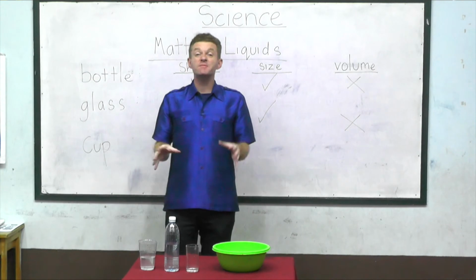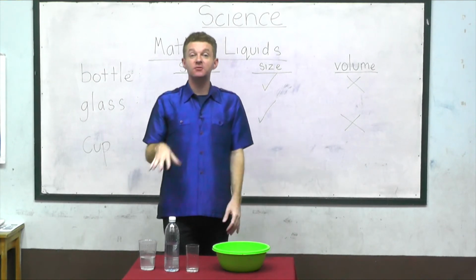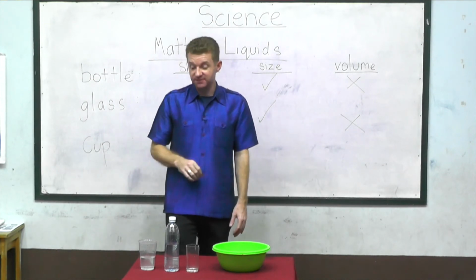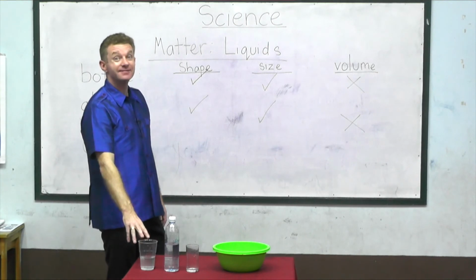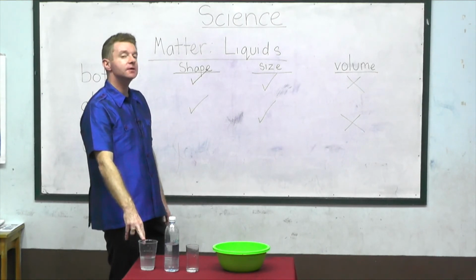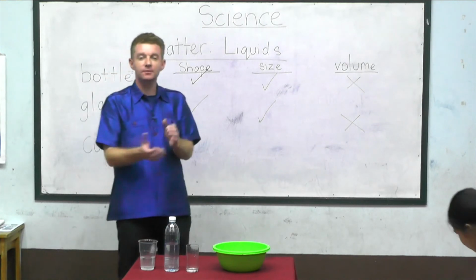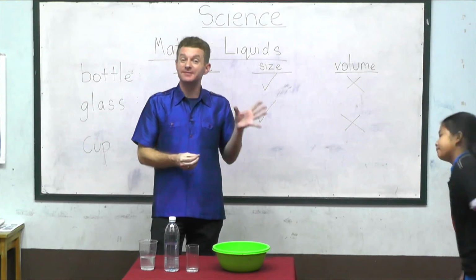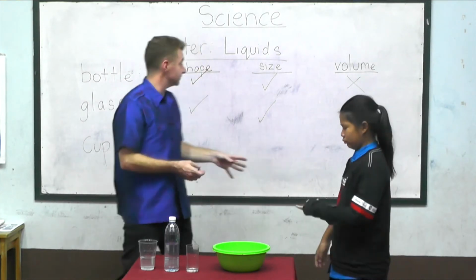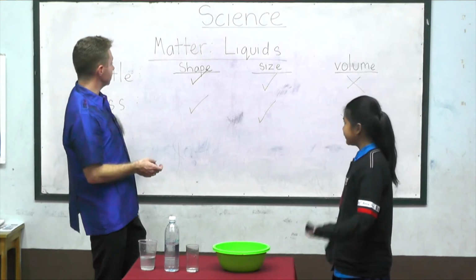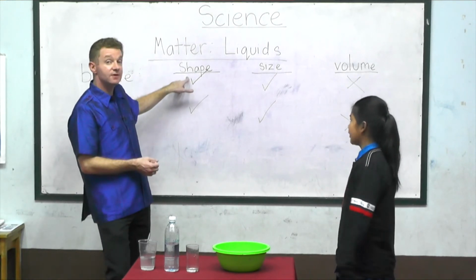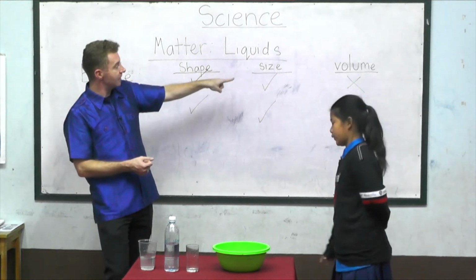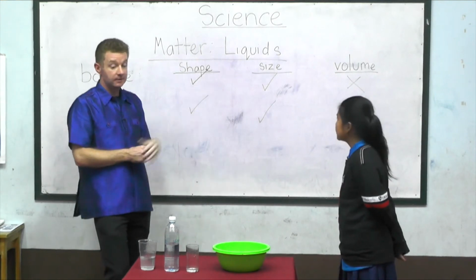And now it's time for our 3rd and final experiment with our water in the final container, which is the plastic glass or the plastic cup. And now I'd like to invite Lakgau to come and join me at the front of class. Lakgau is going to carry out exactly the same practical tests that we've done with the bottle and the glass. We want to see if there's a change in shape, a change in size, and a change in volume.